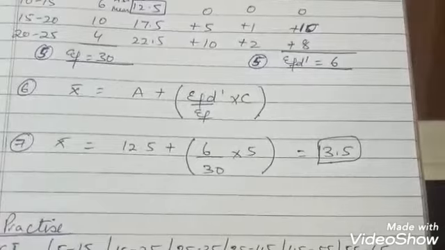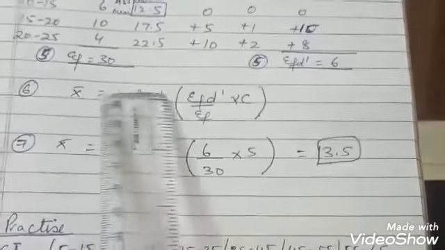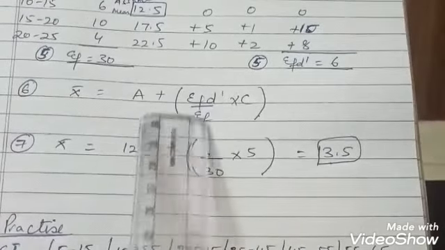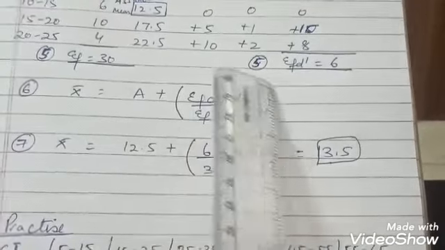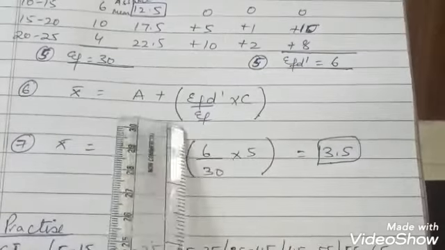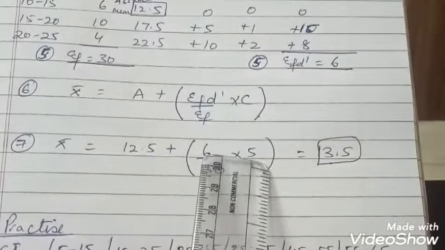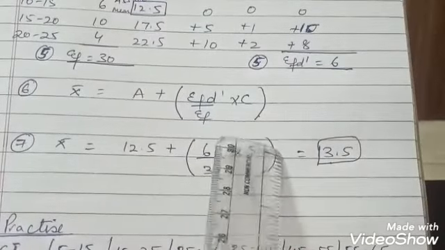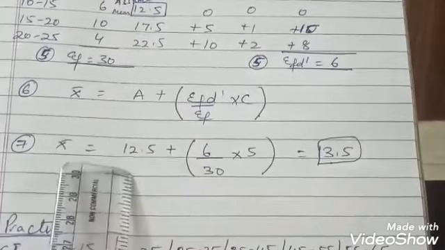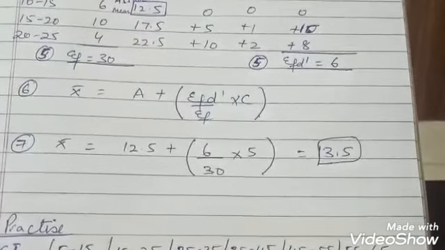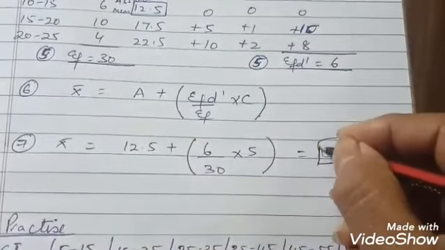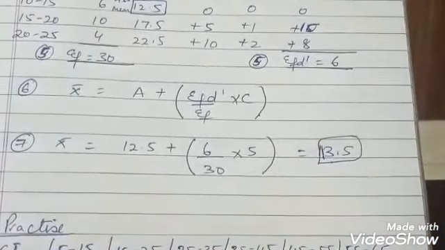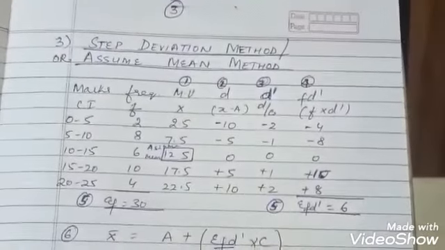Then the sixth step is apply the formula. The formula goes: a plus sigma f d dash upon sigma f, into c. I always recommend students to solve the bracket here itself. So it is 6 upon 30, into 5. It is solved. It is 1. 30 upon 30 is 1. Add 1 to 12.5. It's 13.5. The 1 is not visible, I'll just make it clear for you people. It's 13.5.